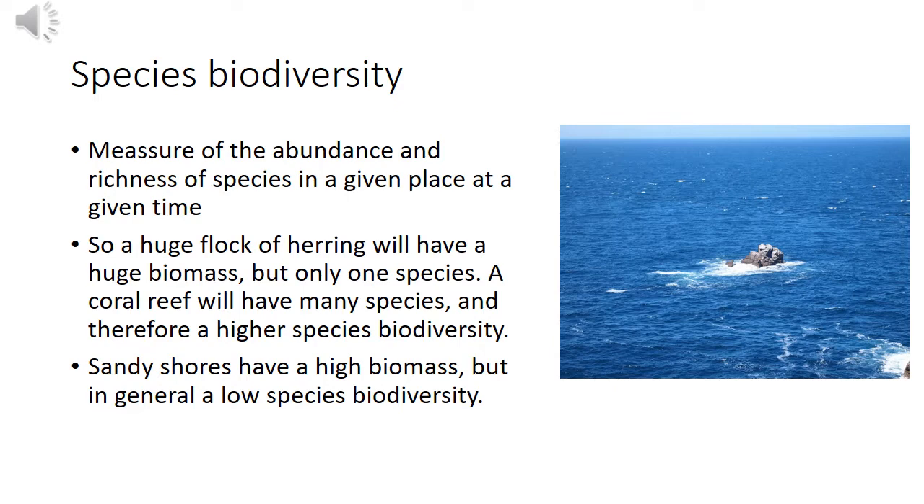Be careful not to confuse biodiversity and biomass. For example, if we look at a huge flock of herring or mackerel, there is a huge biomass, but since there's only one species, the biodiversity is low. On the other hand, a coral reef tends to have many different species, so there will be a high biodiversity. A sandy shore will often have a very high biomass, but since there are few species who can live on a sandy shore, it has quite a low biodiversity when you compare it to a rocky shore.